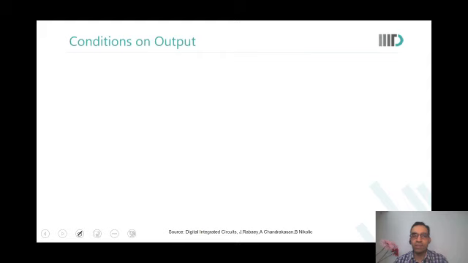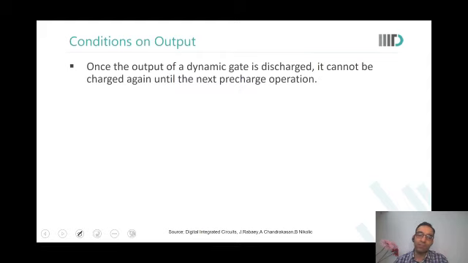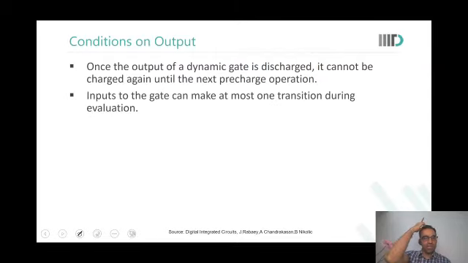So what are we saying? We are saying that there are a few conditions on the output. Once the output of a gate is discharged, it cannot be charged again. The inputs to the gate can make at most one transition during an evaluation. If a glitch input goes to 1, it discharges the gate, and the input going back to 0 will not charge it again. So glitches are absolutely unacceptable in dynamic gates.